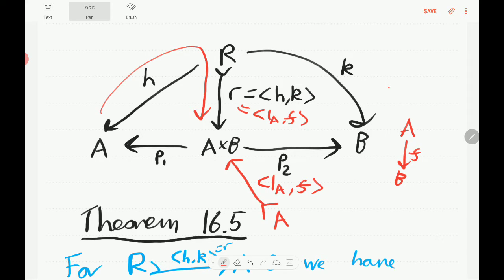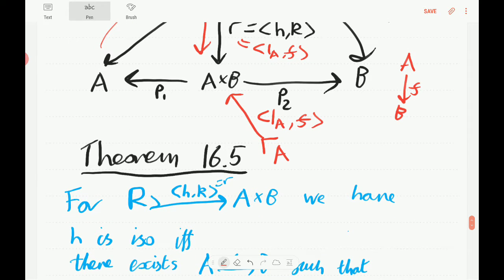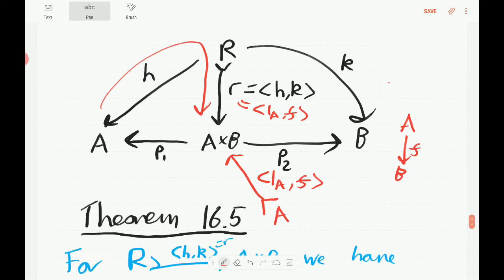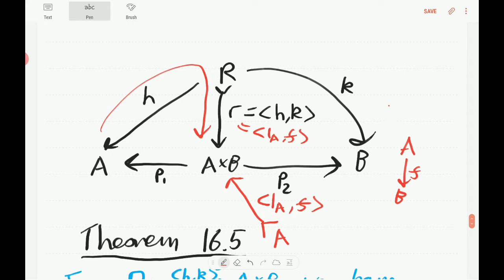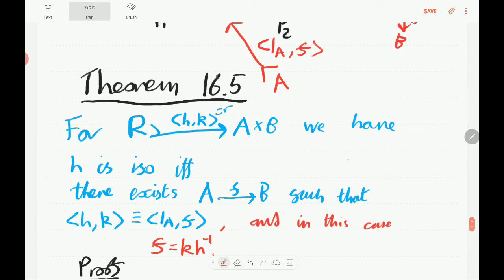So this is the basic idea behind the result: when we can consider this relation R to be equivalent to some graph. Okay, so let me just go through the result now, because there are some technicalities. So here we go. Suppose we have a relation R, which is a subobject of A times B, and we can write it as H comma K. Now, the idea is that we're going to have that H is an isomorphism.